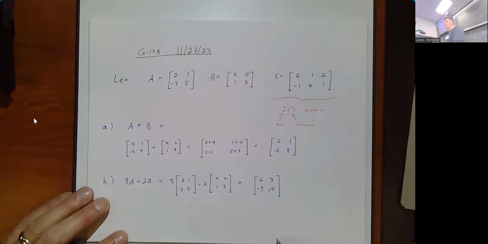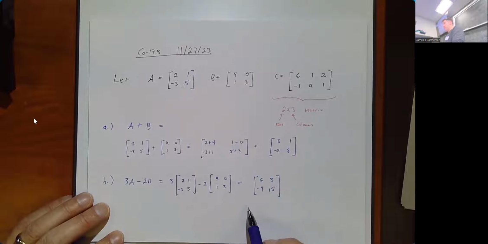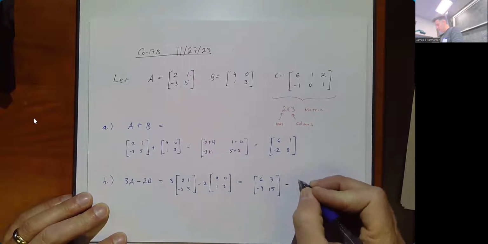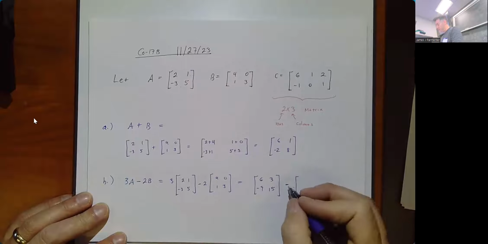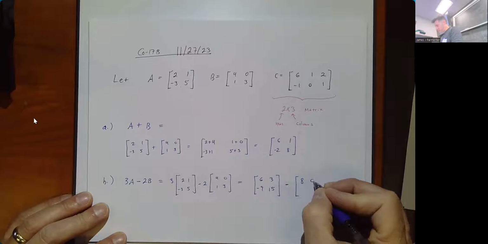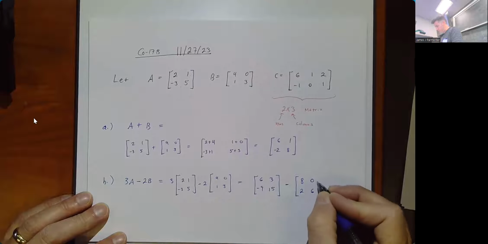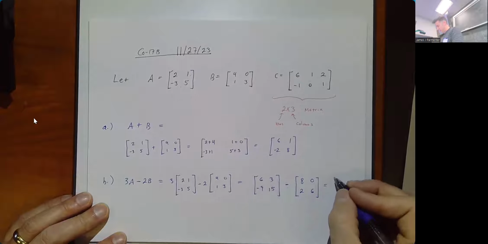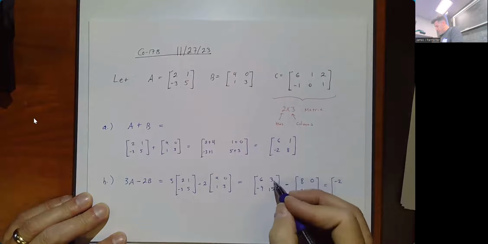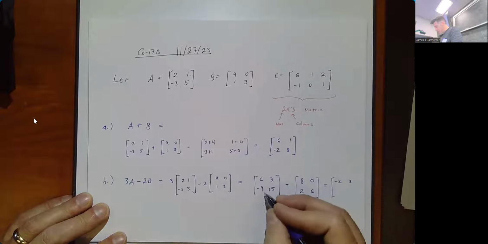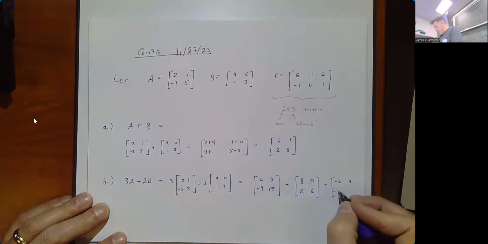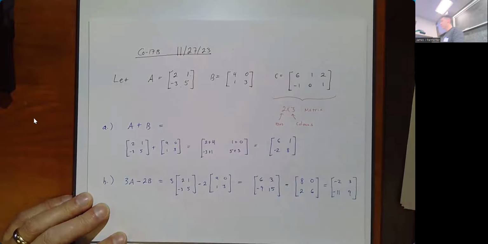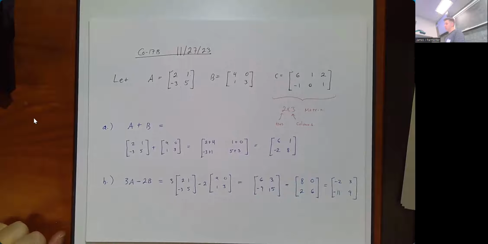And here you could either multiply everything by -2 and write plus whatever you get. I would probably keep the minus sign out in front and just multiply each entry by 2. So you get 8, 0, 2, 6. And now I'm going to subtract. 6 minus 8 is -2. 3 minus 0 is 3. -9 minus 2 is -11. 15 minus 6 is 9. There's your resulting 2x2 matrix.